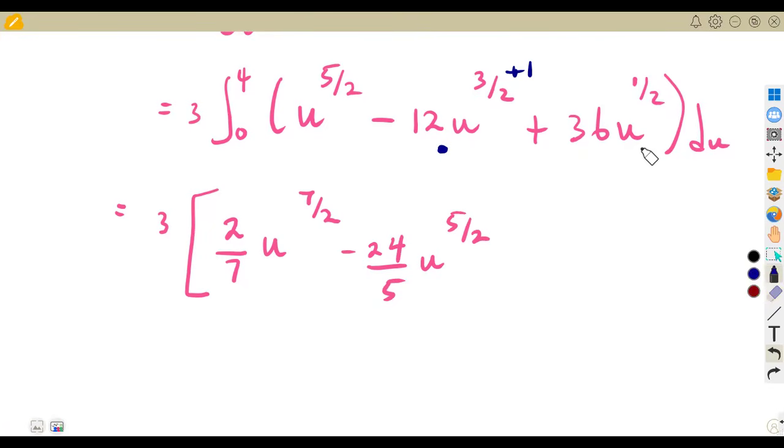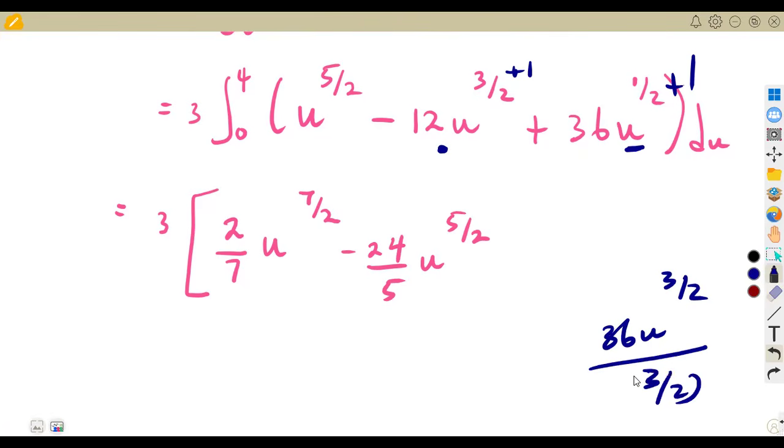We move on to the last one here. That's 36u to the exponent, we add a 1. So that will be 3 over 2: a half plus 1 is 3 over 2. So it's going to be 3 over 2 over 3 over 2 like this. So it's 36 divided by 3 over 2. If we divide 36 by 3 over 2, what are we going to get? That's 24, direct 24. So that's 24u to the exponent of 3 over 2.